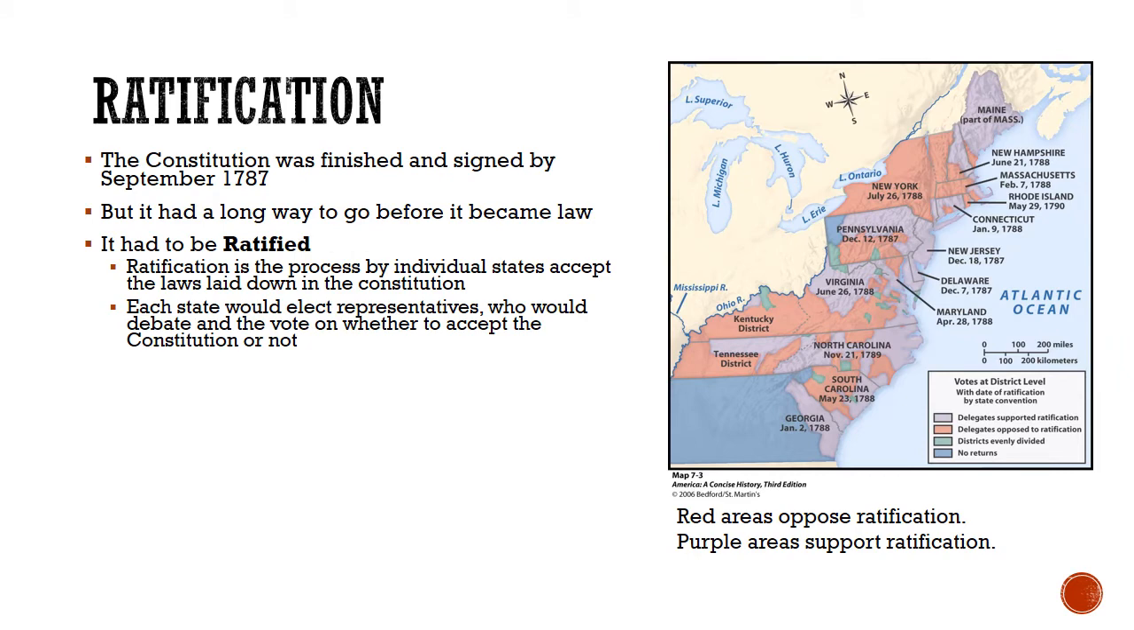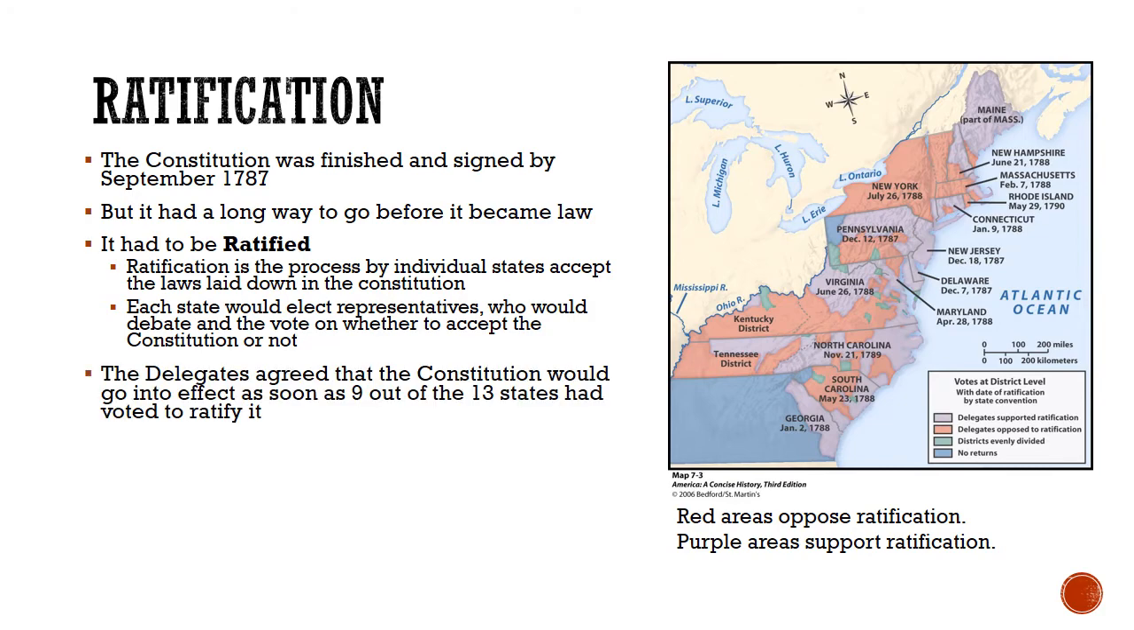To be ratified, the Constitution needed to be accepted by all of the individual states. And how this worked was that each state would vote to elect a certain group of people who would get together and debate about whether the Constitution was a good idea or a bad idea. And after they had debated, they would take a vote. And if they voted that the Constitution was a good idea, then they would agree to join into this new U.S. government.